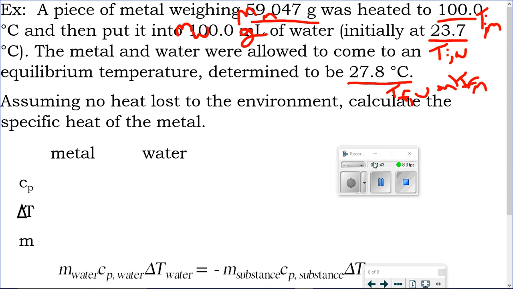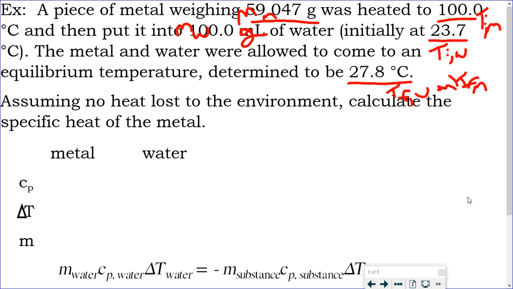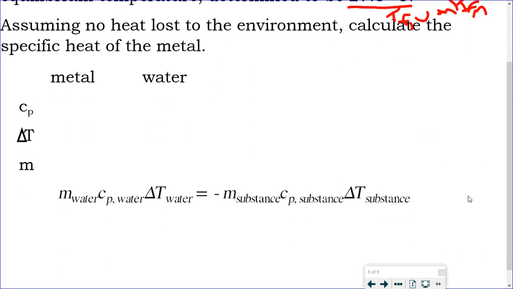So here's what we're going to do. I made this little table where I'm going to fill out the variables that I know. I know I want to find the specific heat of the metal. I know the water's specific heat, and I'm going to use grams here because the mass of the metal is in grams. It's going to be 4.184 joules per gram degrees Celsius.